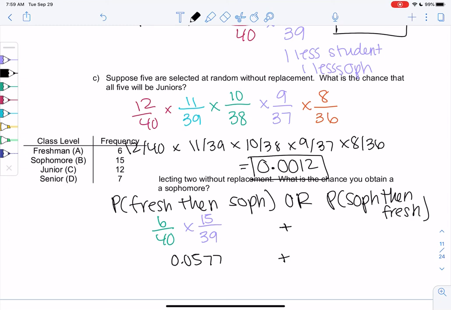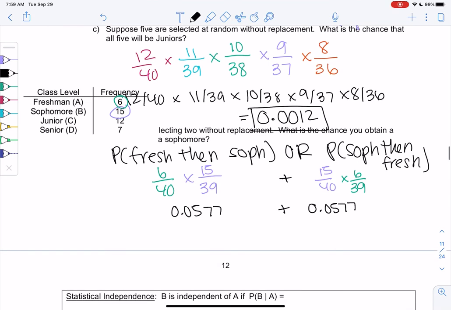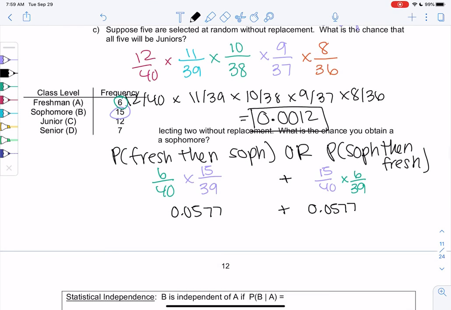And then for ors, we may not remember, but we can add ors. So what's the opposite? So now we're gonna do a sophomore first. So there's 15 out of all 40. And then freshmen, there's still 6 because we haven't touched the freshmen, but there's only 39 students because we took one student out. So we're going to go ahead and multiply, and we actually get the exact same number. And we'll go ahead and add those up. And I get 0.1154.